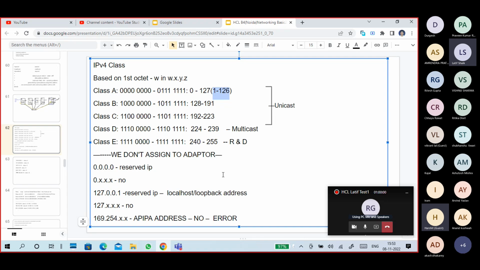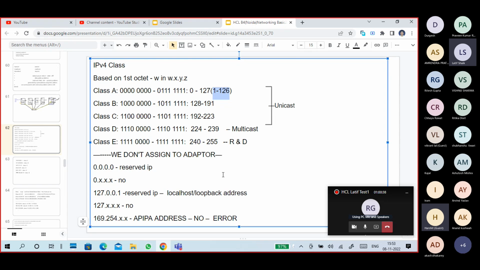Class B is 128 to 191, class C is 192 to 223, class D is 224 to 239, class E is 240 to 255. The class E range, 240 to 255, we don't use for assigning an IP address to any adapters, because it is reserved for future use or research. Class D is a multicast address, 224 to 239.